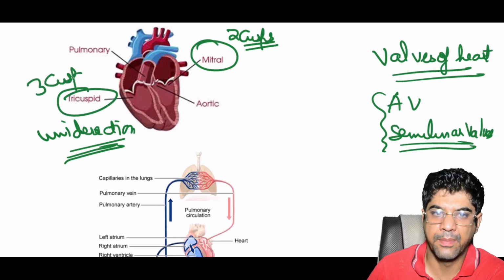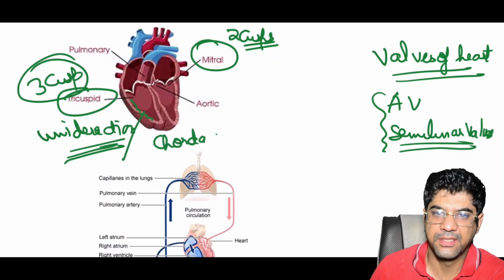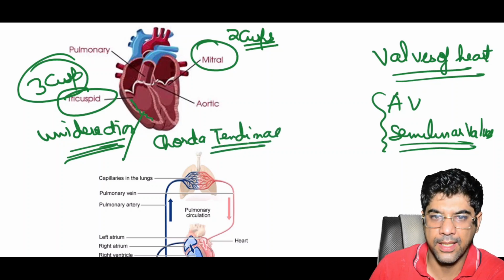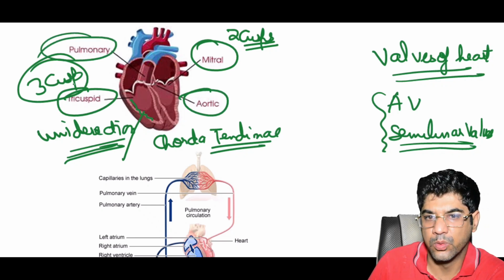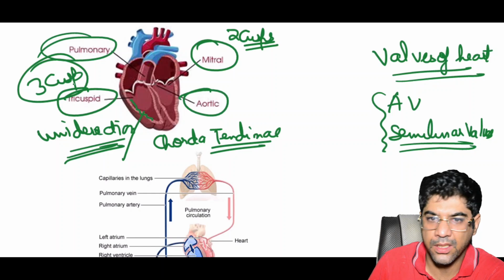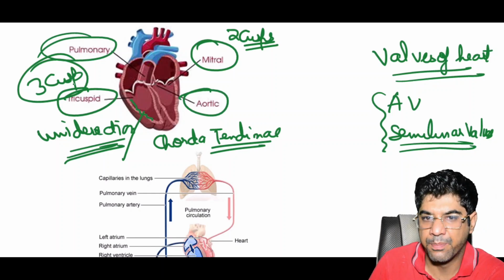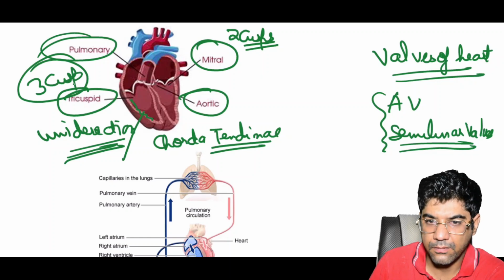These valves are connected by the chordae tendineae that prevent the backflow during the ventricular contraction. Apart from that, there are semilunar valves, aortic and pulmonary valves. They have 3 flaps and prevent the backflow into the ventricles. So what is the function of the heart valves? The heart valves permit the blood flow in one direction and prevent backflow.